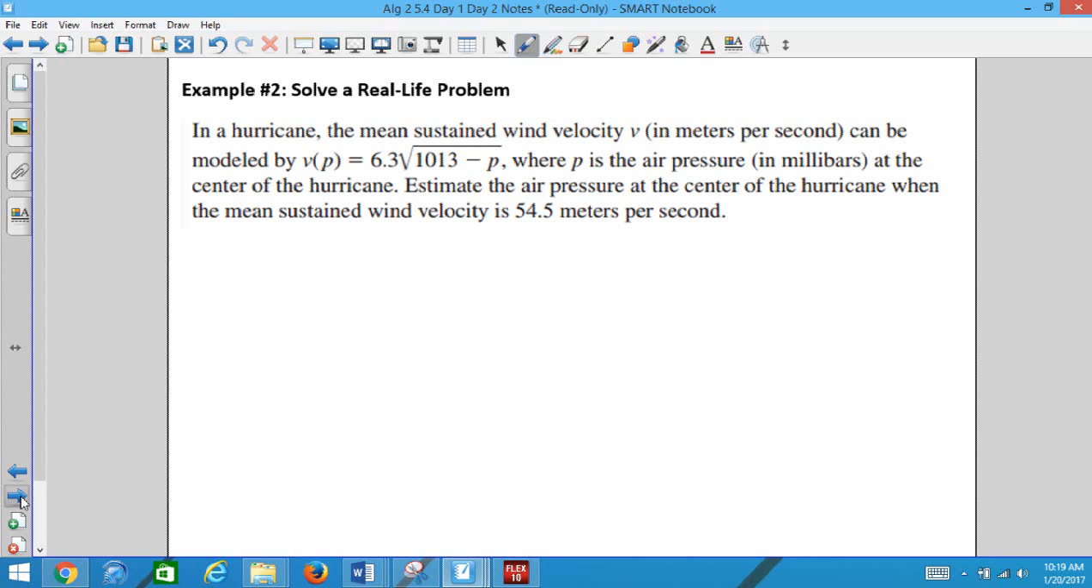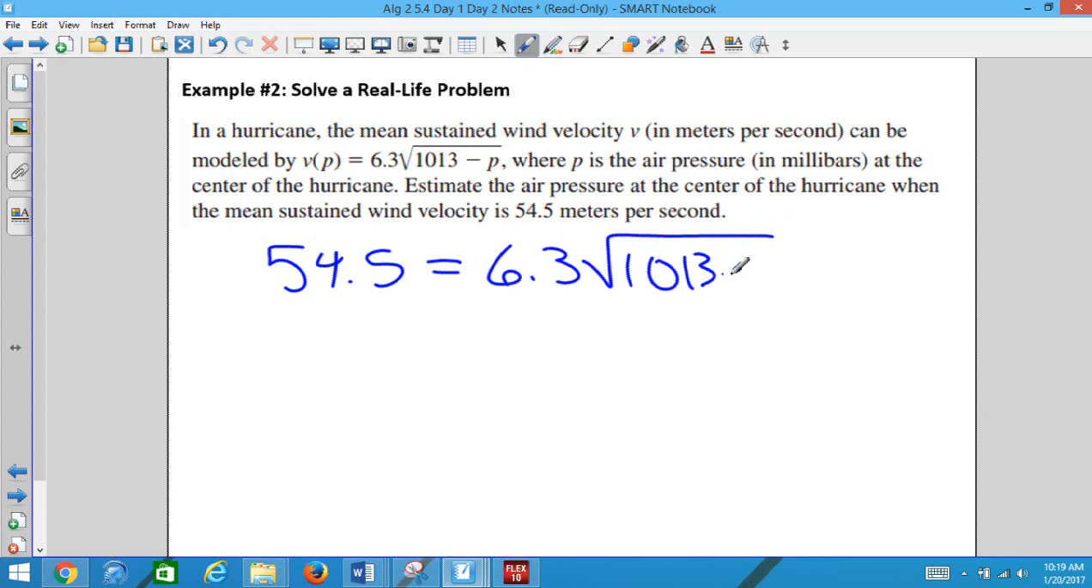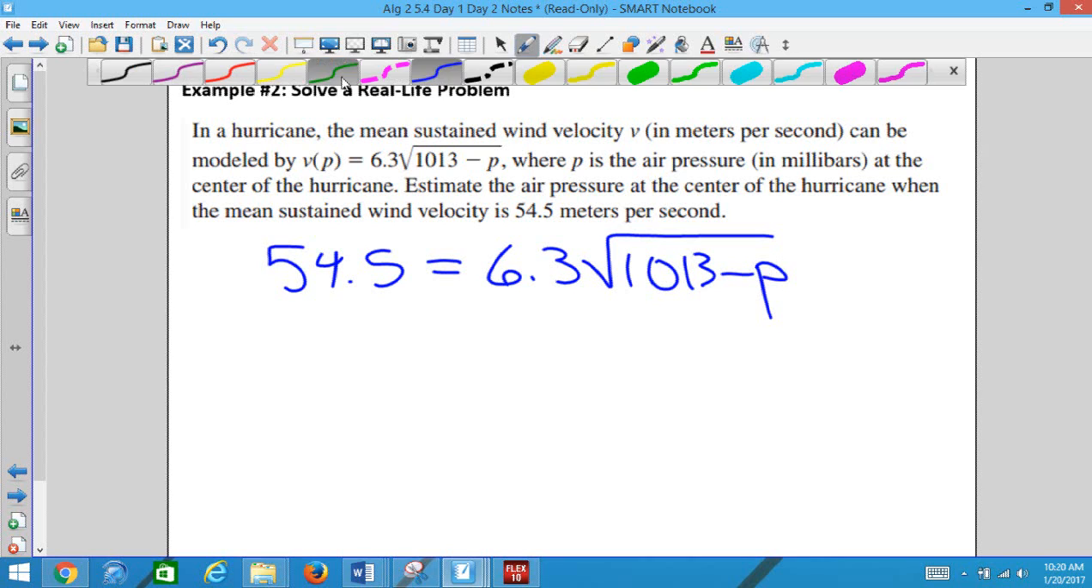This one here, we're definitely going to want our calculator. We're going to put in 54.5 for the V of p equals 6.3 times square root of 1013 minus p. We're going to solve it. What are we going to do first? Divide by 6.3. Get rid of that number that's not under the radical.